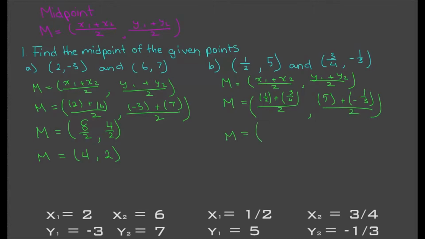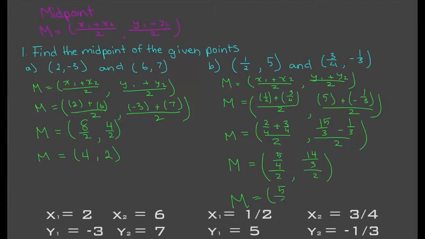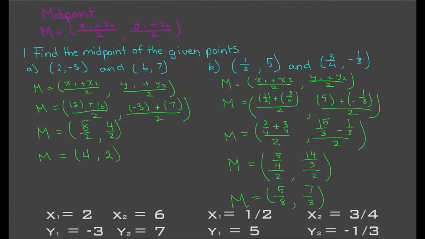This equals bracket (2/4 plus 3/4) divided by 2, comma, (15/3 subtract 1/3) divided by 2, close bracket. Continuing on, bracket 5/4 divided by 2, comma 14/3 divided by 2, close bracket. Bracket 5/8, comma 7/3, close bracket. Our final answer is M equals (5/8, 7/3).